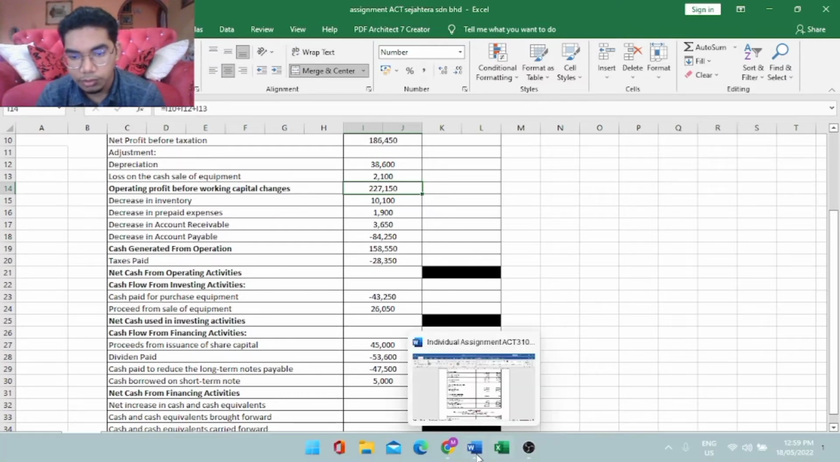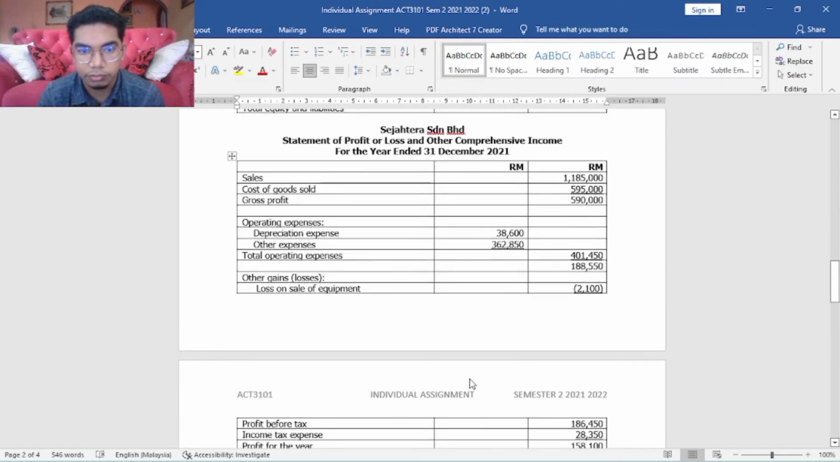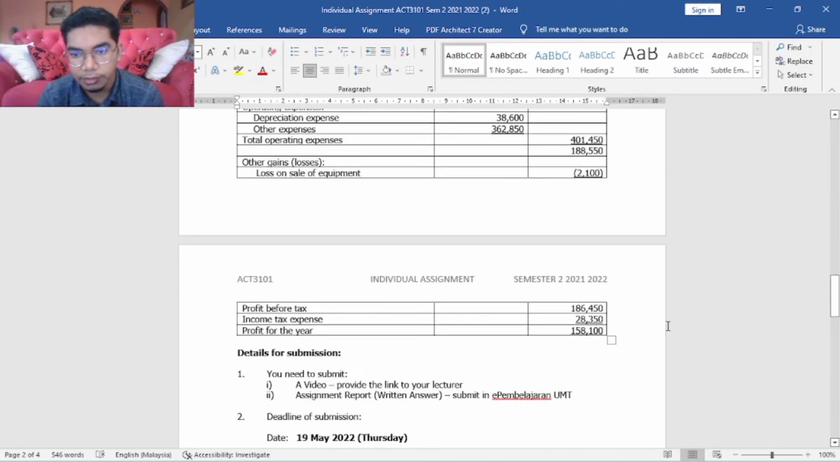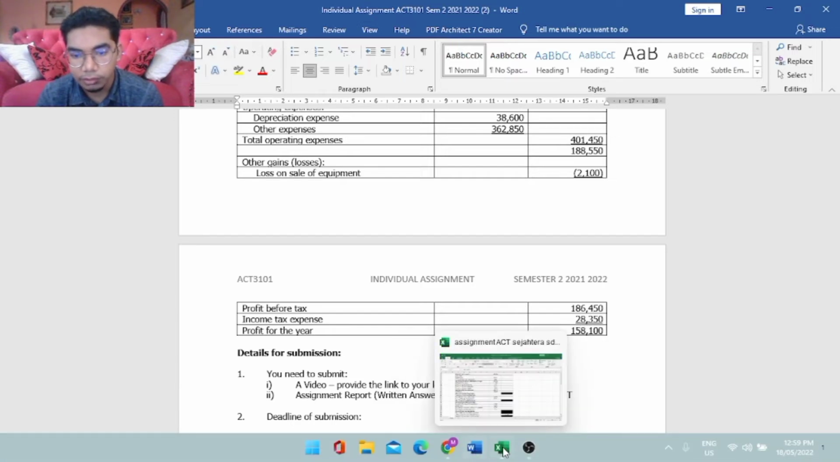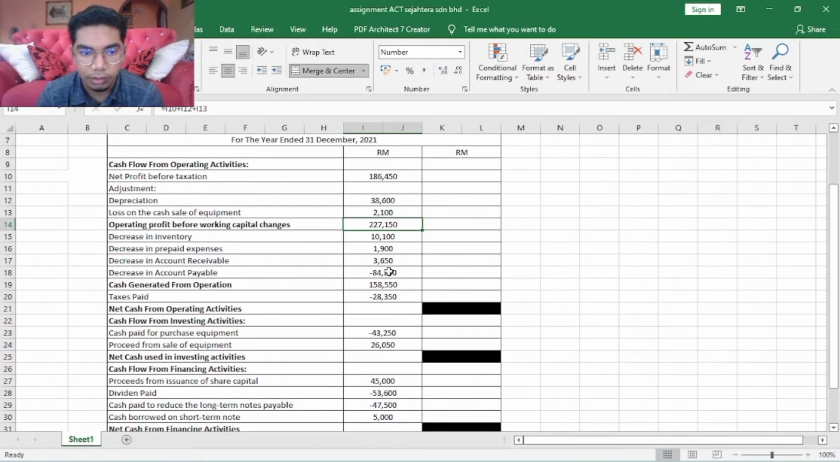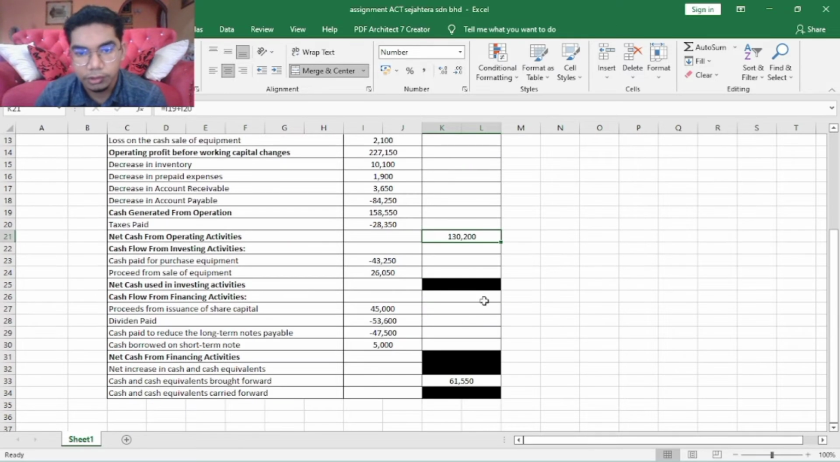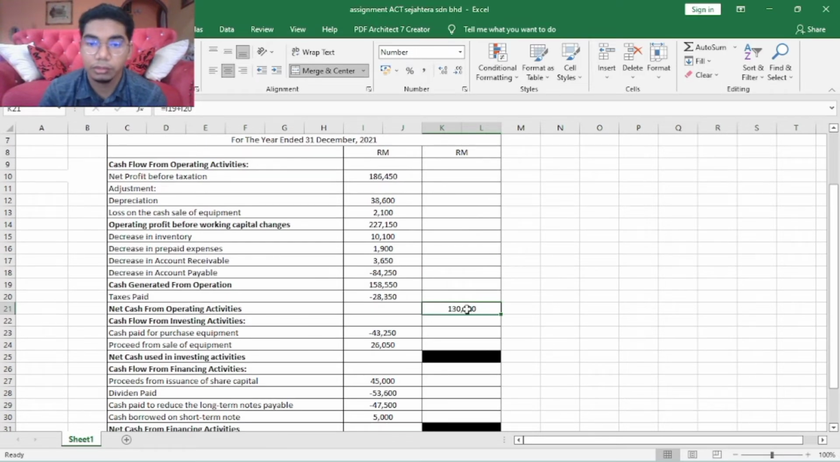The amount of tax paid we can get from the statement of profit or loss. This income tax expense, 28,350. So when we deduct the tax expense from the cash generated from operation, we get 103,200. So why do we put it in the right column? Because at the end we want to sum all the net cash to get the net increase in cash and cash equivalents. So that's why we put it in the right column. So that is finished for operating activities.